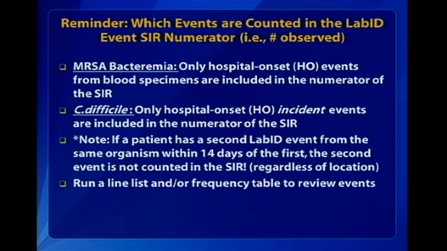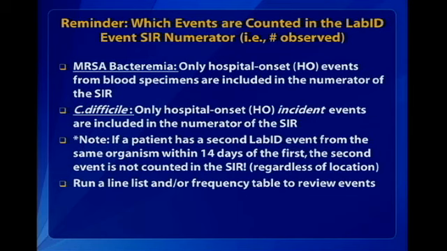So as a reminder, I'm going to talk about which events are counted in the lab ID event SIR numerator. For MRSA bacteremia, this is only hospital onset events from blood specimens. And for C. difficile, this is only hospital onset incident events.